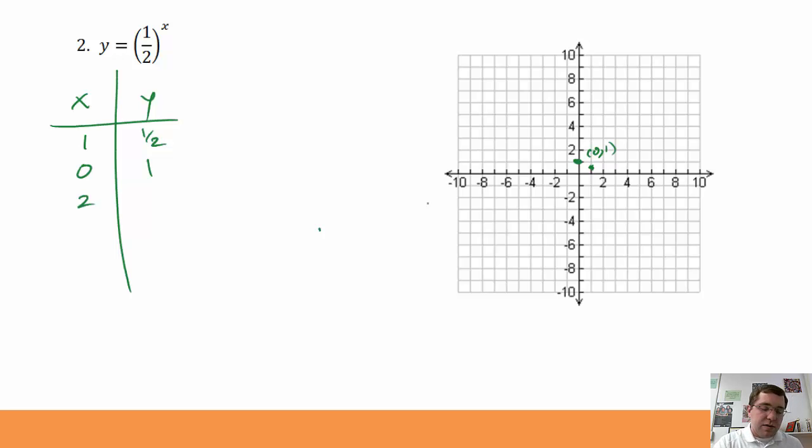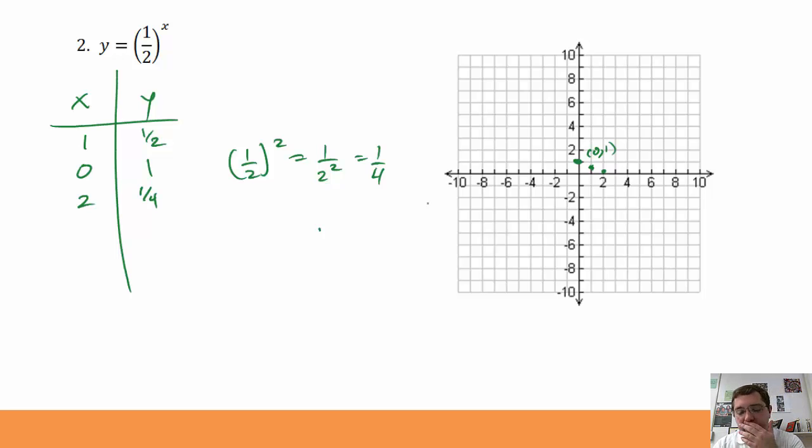What happens when x is 2? Well, I'll have 1/2 squared. 1/2 squared is 1 over 2 squared, which is 1/4. It's really 1 squared over 2 squared, but 1 squared is 1. 2 squared is 4, so it's 1/4. If x is 2, y is 1/4.